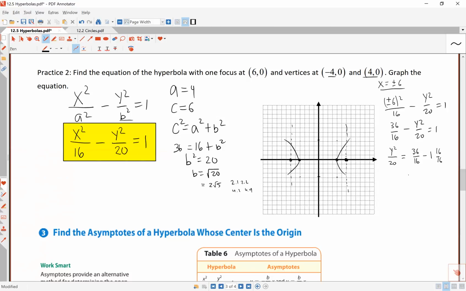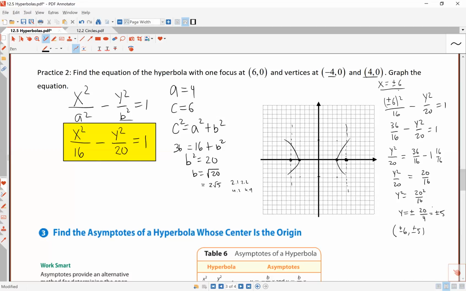This is 20 sixteenths. Multiply both sides by 20, and we have y squared equals 400 over 16, or y is equal to plus or minus the square root of 400, which is 20, over the square root of 16, which is 4. And so that's plus or minus 5. That's a nice number. So our hyperbola passes through the points x equals plus or minus 6, y equals plus or minus 5.